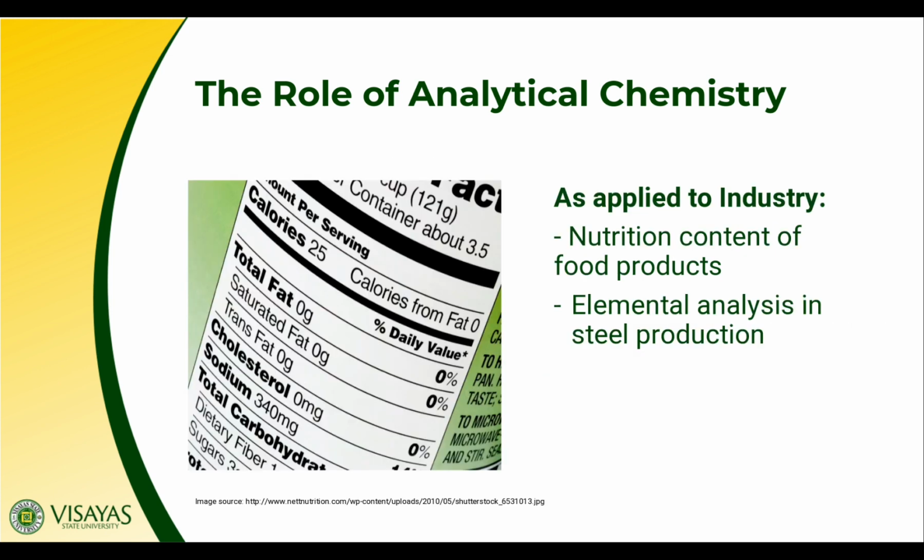The next one, it could also be applied to industry. So we have in the food industry, you could actually determine the nutrition content of food products. So the techniques that you may learn in analytical chemistry could also be applied in this aspect, as well as the elemental analysis in steel carbon. So you could analyze any industrial products for their elemental composition, and again, your learnings in analytical chemistry would be the key factor here.